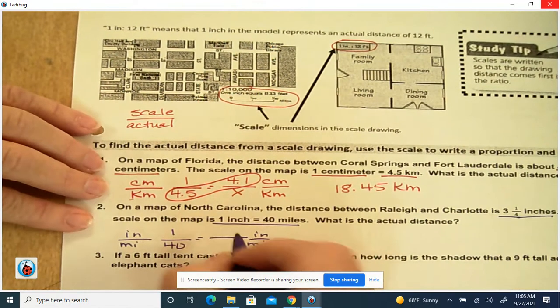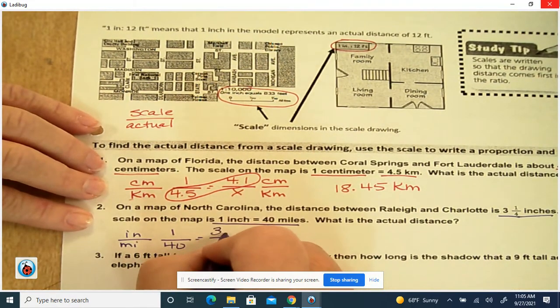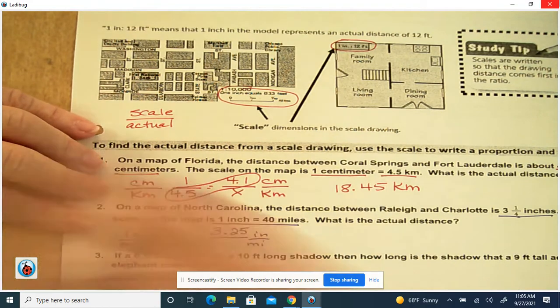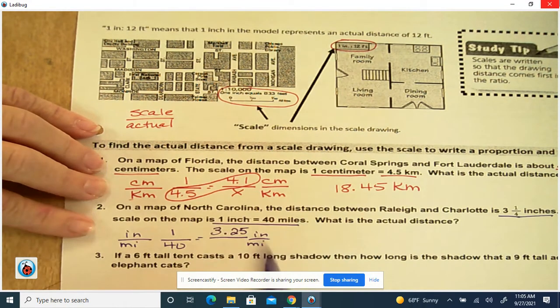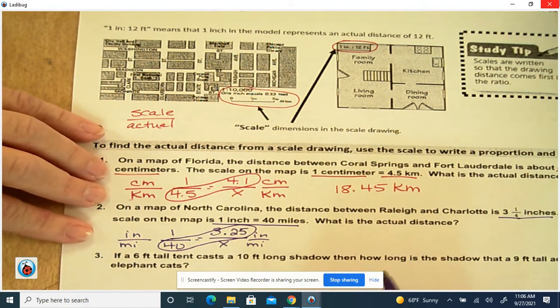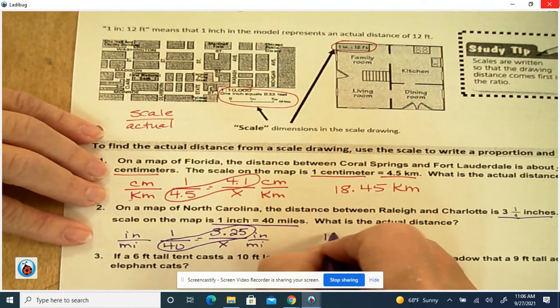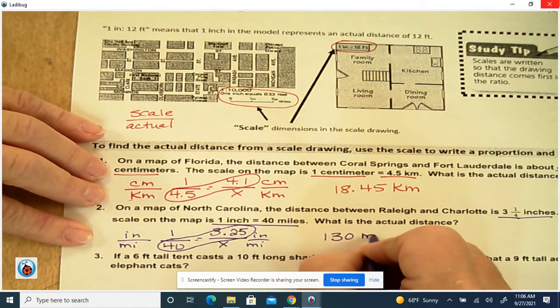I know that 1/4 as a decimal is 0.25, so I'm going to use that instead of 1/4 in the fraction. And then the fourth one is x. Circle these two. When you multiply them, the distance between Raleigh and Charlotte is 130 miles.